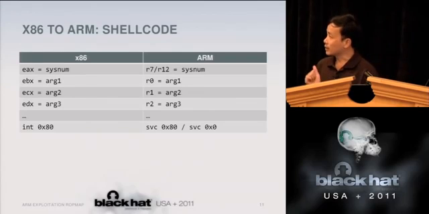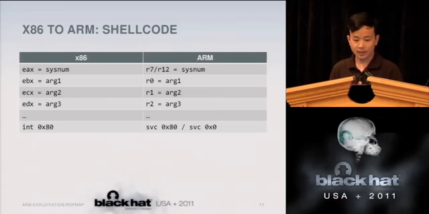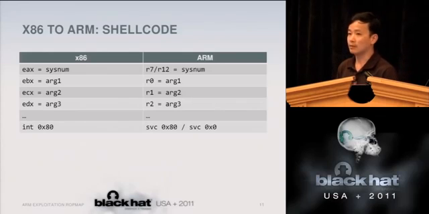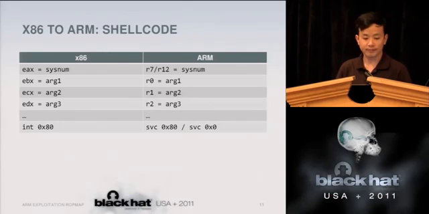How about writing the shellcode? It is similar on both platforms. In x86, we just load EAX with the syscall number, and in ARM, we load it to register 7 or register 12, and the arguments go to the other registers. Then we issue a system call.